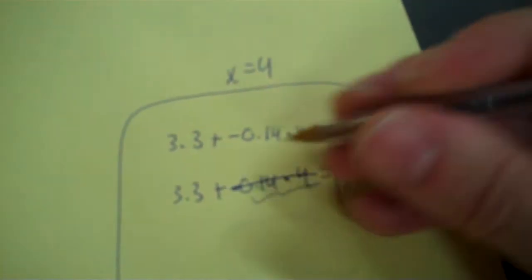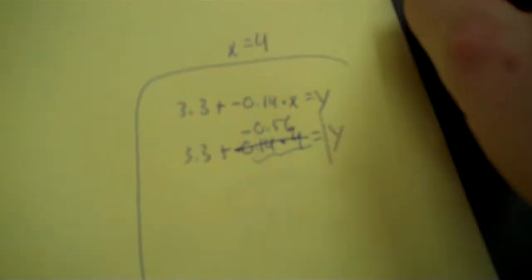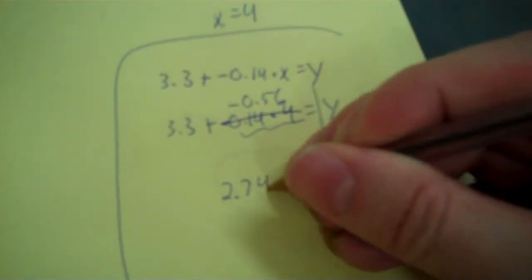Negative 0.56. And then I would add. Just use a calculator. 3.3 plus negative 0.56 is 2.74. So 2.74 equals y. So it's 2.74 feet after 4 seconds. 4 would go with 2.74. I don't need to see it on the table though.